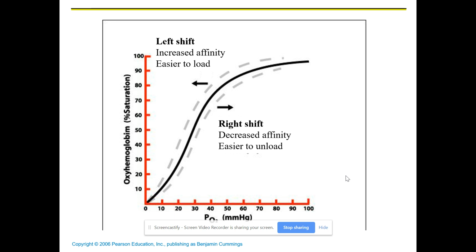If you shift the curve to the left, affinity goes up. In other words, hemoglobin likes oxygen more, which means it grabs it easier. It's easier to pick it up. On the other hand, if we shift to the right, affinity goes down. This means hemoglobin is not as attracted to oxygen, and so it lets go of it quicker and easier. So if a left shift makes it easier to load oxygen, a right shift makes it easier to unload oxygen. Again, I would pause here and think about this until you understand this shift.